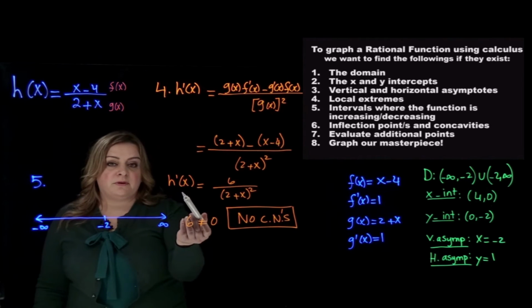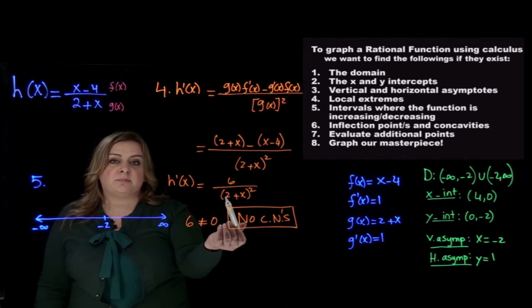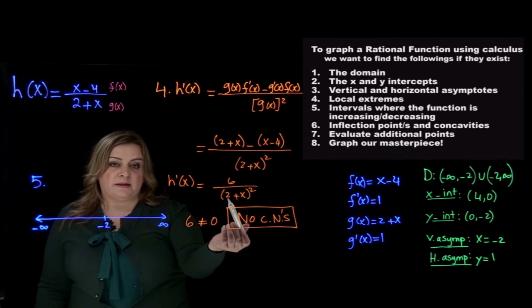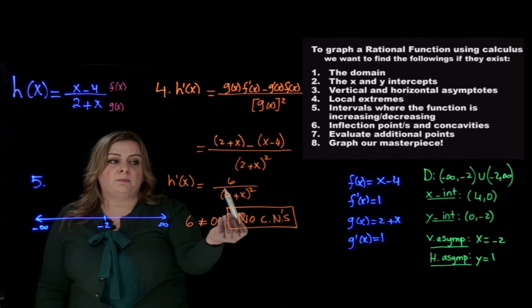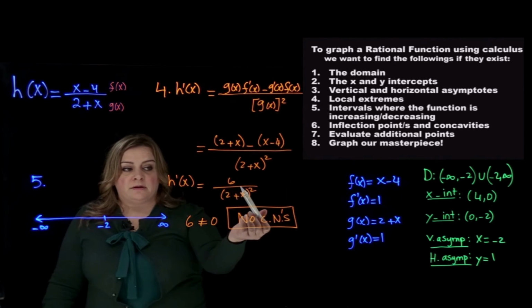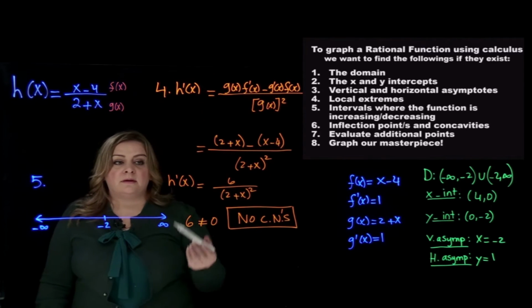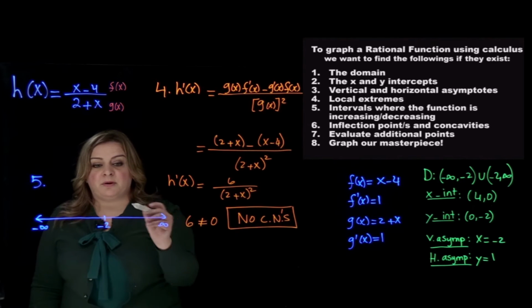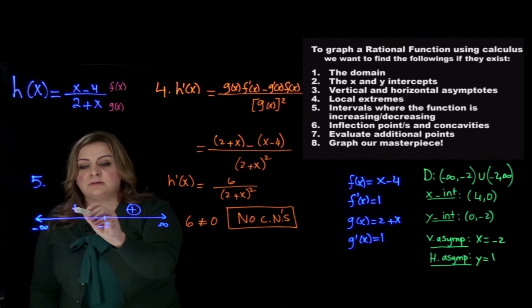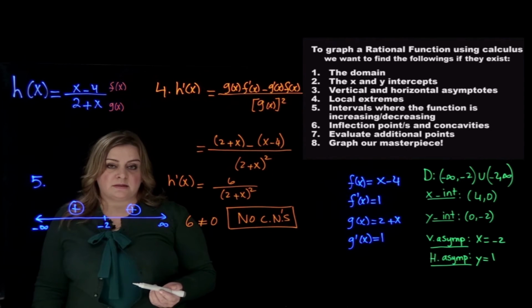Notice h prime of x has a positive 6 in the numerator and has a positive value in the denominator. Any x value we substitute in the denominator, we will always have a positive value because of the square. Because our 2 plus x is raised to the second power, h prime of x will always be positive. So regardless of what values we choose from each interval, we will always have the slope positive.